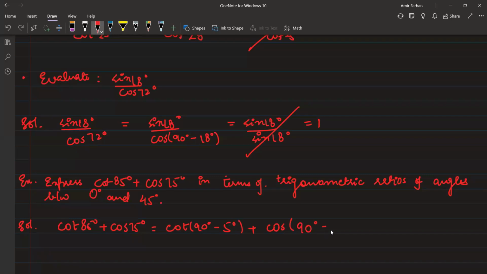And 15. Not 16, Adil. It would be 15, 15. Yes, 15. Very good. Sorry, my mistake. I heard it 16. So cot 90 minus theta. What is the complementary of cot?